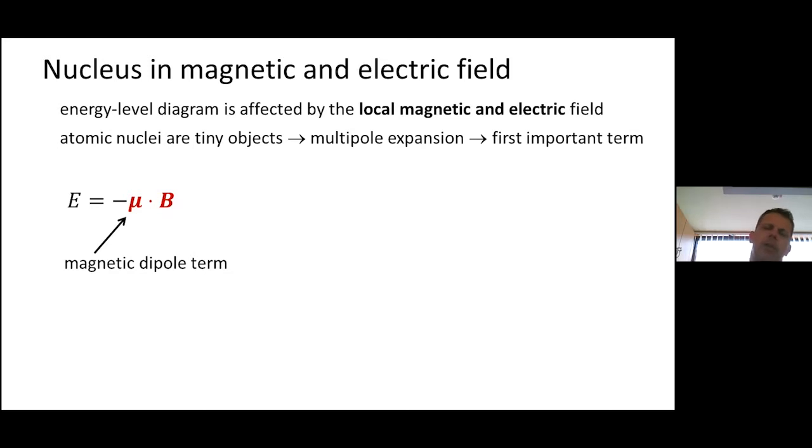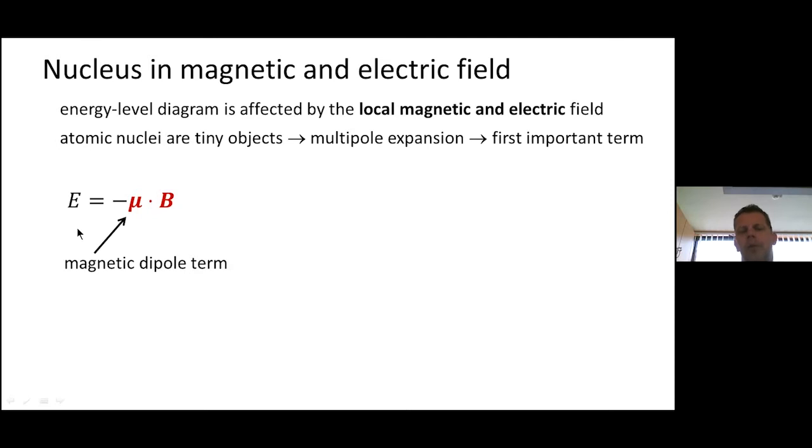the interaction of the nucleus with the magnetic field, or the energy that the nucleus has in the magnetic field. If the nucleus has a magnetic moment, mu, then its energy in magnetic field is given like a dot product with the magnetic field. So its energy depends on the magnetic field. This is the dipole term because we don't have magnetic monopoles. Otherwise, the first term in the multipole expansion would be the monopole contribution. But for magnetic field, we can only start with the dipole term.